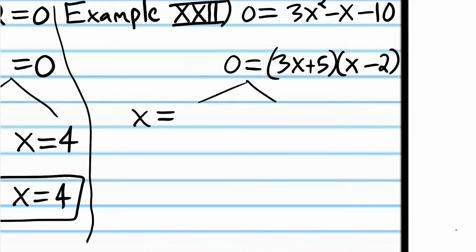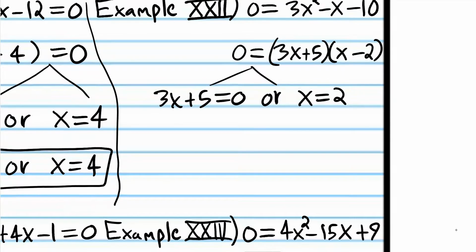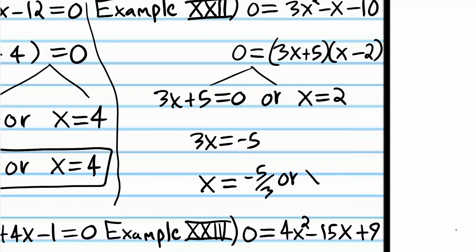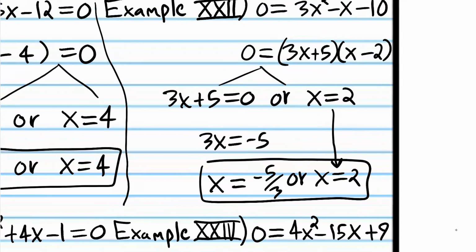So now, well actually we're going to have to do that equation. So 3x plus 5 is equal to 0. We want to find the x value that makes that equal to 0. And over here we know that x is going to be 2. We can just see that it's the opposite sign. And then here we're going to subtract 5 from both sides, divide both sides by 3, and we get negative 5/3, or x equals 2. And that is the final answer. And I'm just continuing that down there.